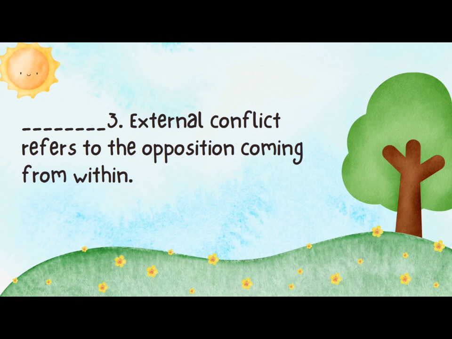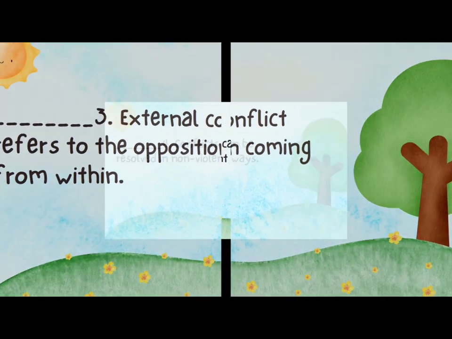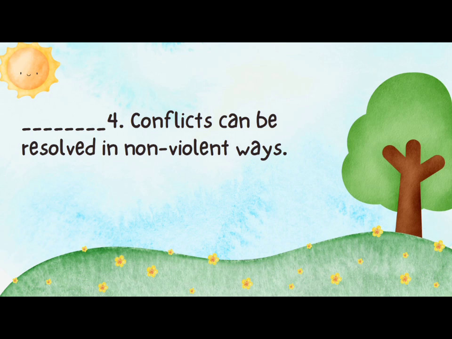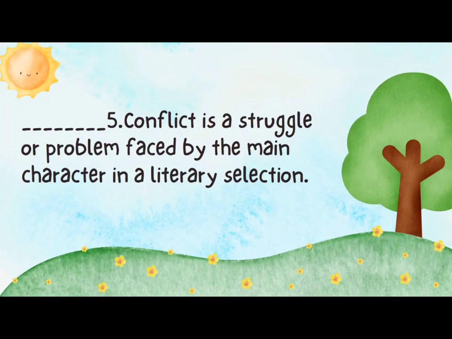Number 3. External conflict refers to the opposition coming from within. Is this true or is this false? Next, number 4. Conflicts can be resolved in non-violent ways. Is it true or false? And the last, number 5. Conflict is a struggle or problem faced by the main character in a literary selection. Is this true or false?